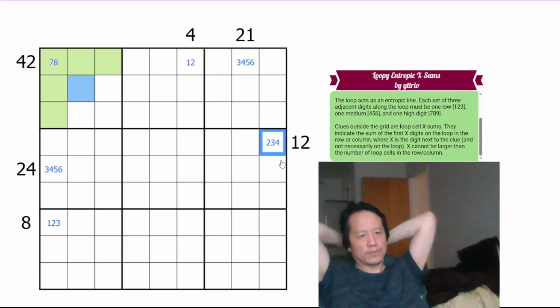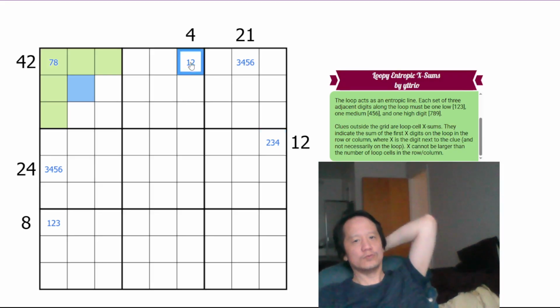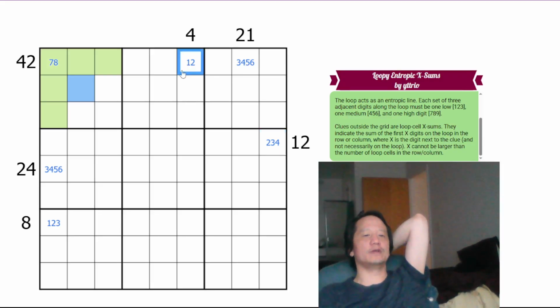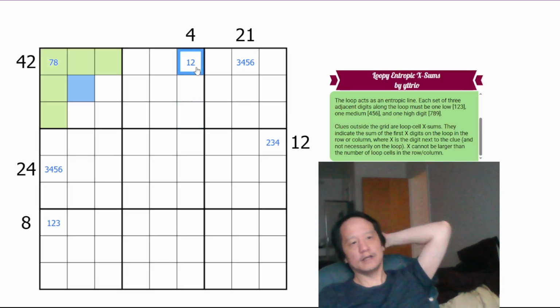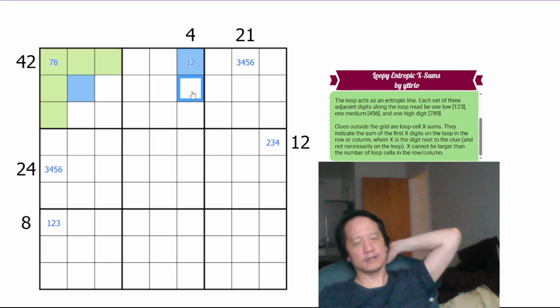Okay. If this were 2, it could not be on the loop because it would be 2 and 2 adding up to 4, which is not allowed. If it's 1, it would also not be on the loop. So this can never be on the loop, period. Exactly. This is what I guess we're saying.